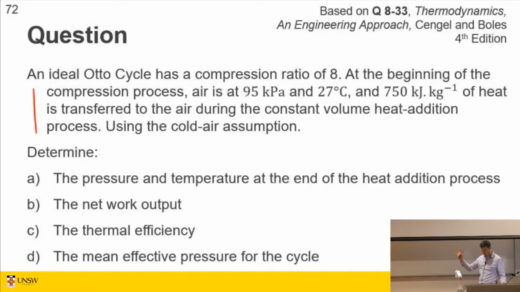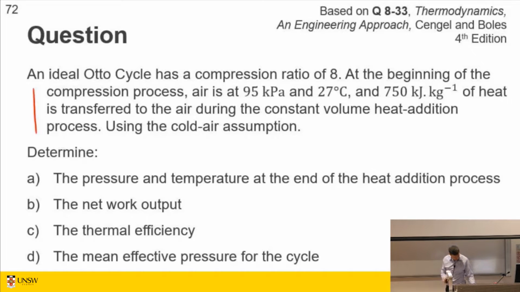And there's some things here we need to understand. An ideal Otto cycle has a compression ratio of 8. At the beginning of the compression process, air is at some pressure and temperature. So we're drawing in from atmosphere here, right? We're a little bit below atmospheric pressure. We're at atmospheric type temperatures.